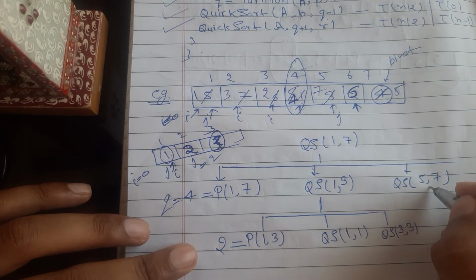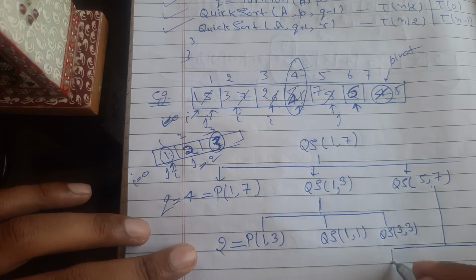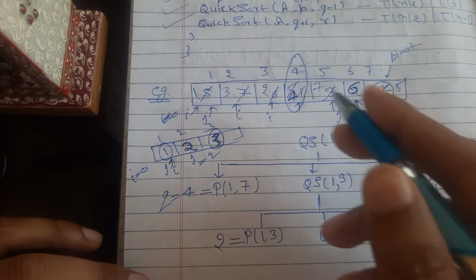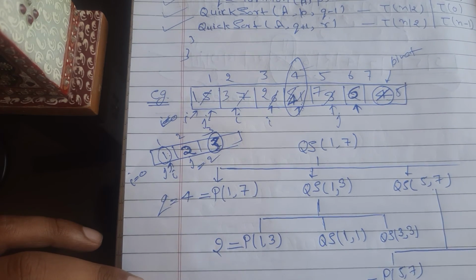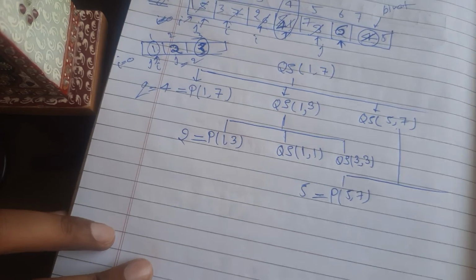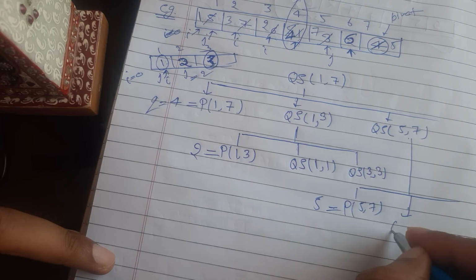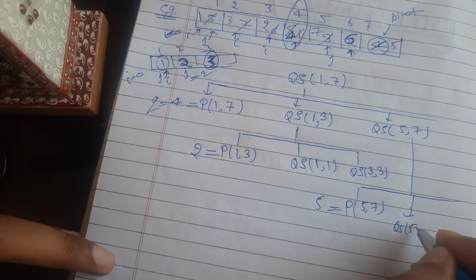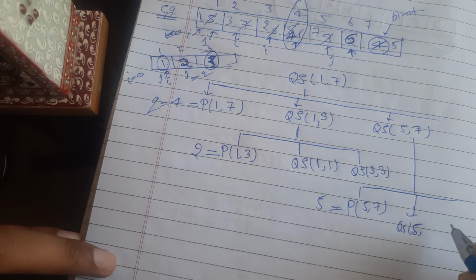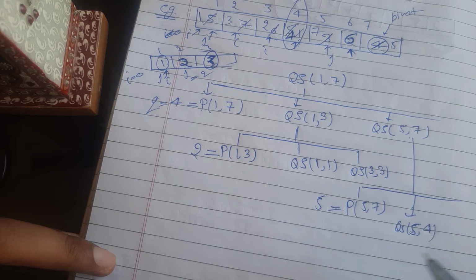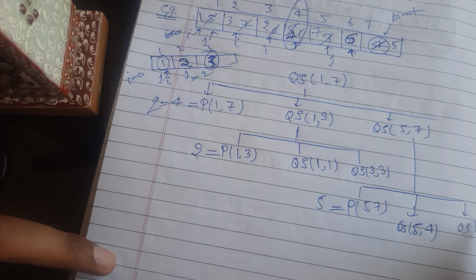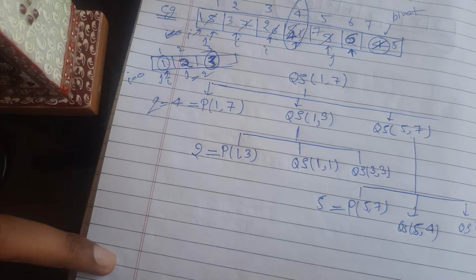Okay, in this way we again apply the partition algorithm on 5 comma 7. We simply apply the partition algorithm and it will return the index 5. Okay, so we apply the quick sort on p comma q minus 1, that is 5 comma 4. Okay, then again we apply the quick sort on 6, 7.